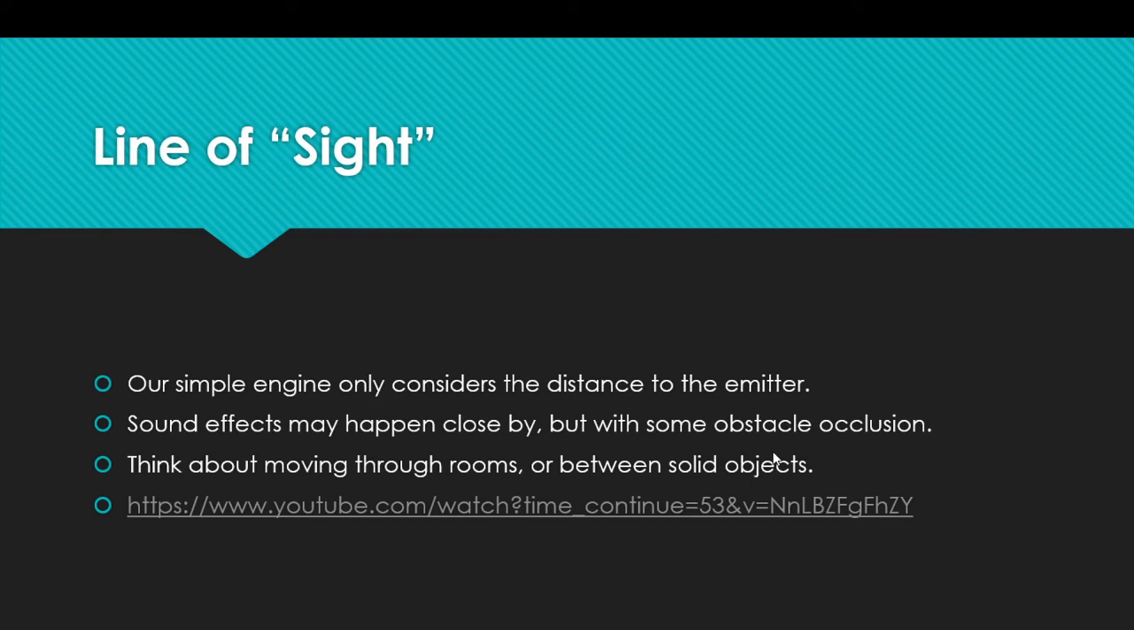Much more likely in the games you're making is this concept of line of sight. So our really simple engine, it only thinks about how far the emitter is away. It doesn't think about what's between it and the emitter. So, you know, you're going to end up in lots of situations where you might have a sound effect that happens very close to you, but there's a wall in the way, a thick stone wall. So it obviously shouldn't play at the same volume as it did in air. I've put a little example here, this example is the Metal Gear Solid 1.